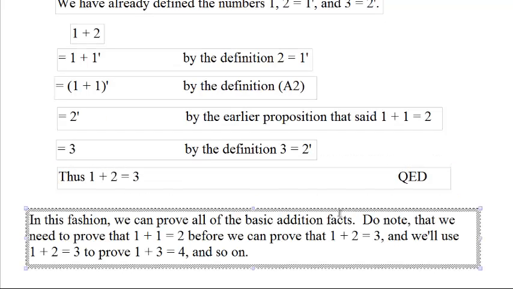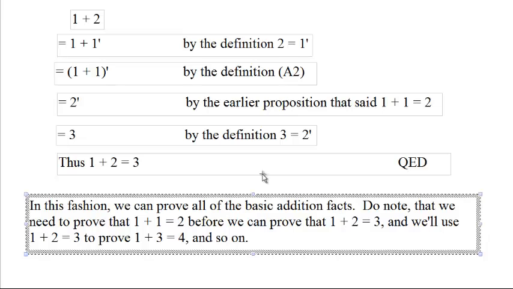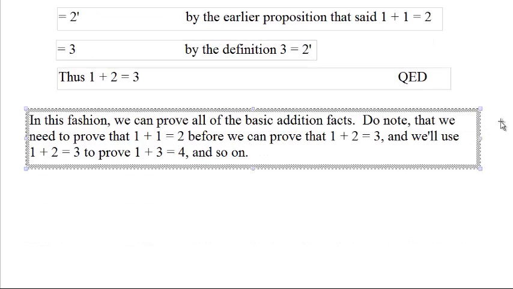Anyway, in this fashion we can prove all of the basic addition facts. Do note that we needed to prove that 1 plus 1 was 2 in order to prove that 1 plus 2 is 3. We used it here. And we'll use 1 plus 2 equals 3 to prove that 1 plus 3 equals 4, and so on.